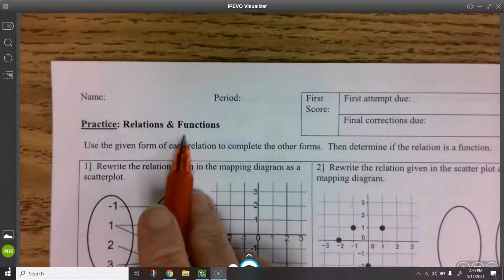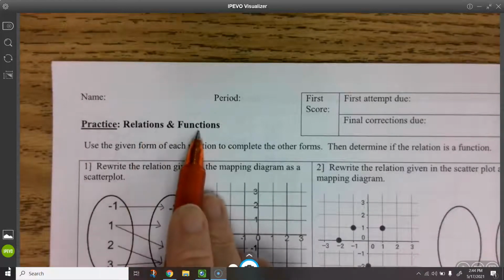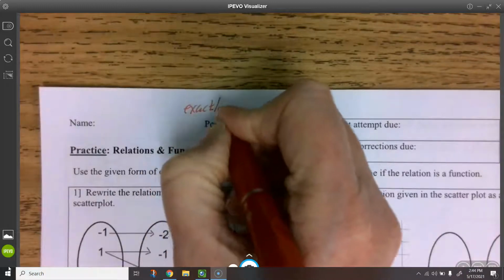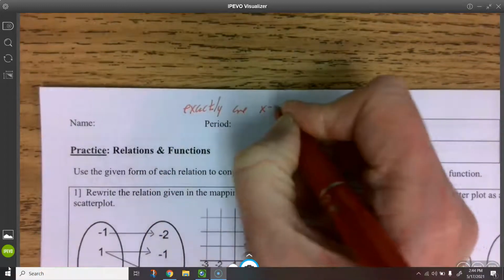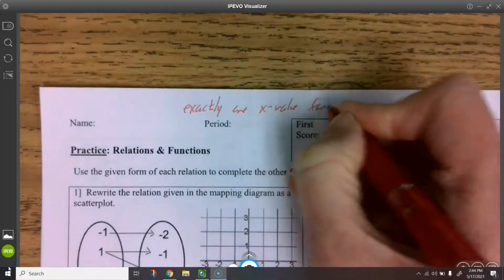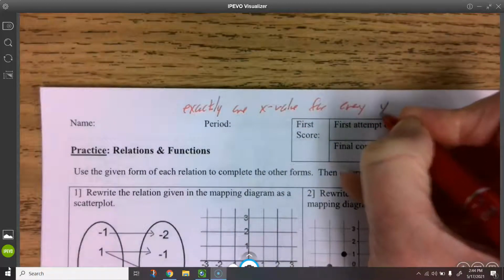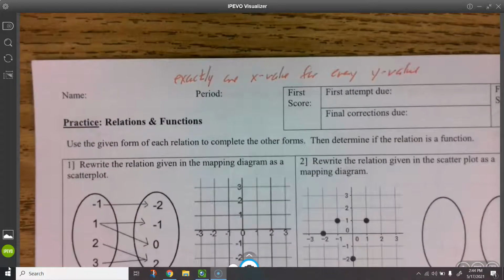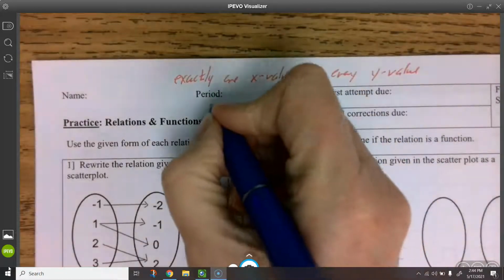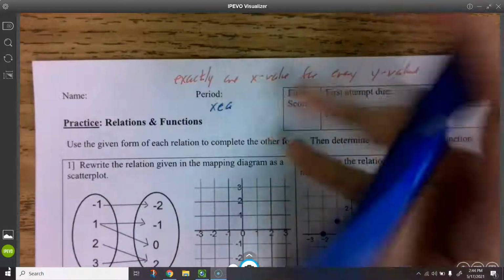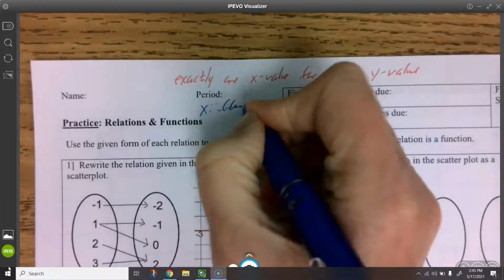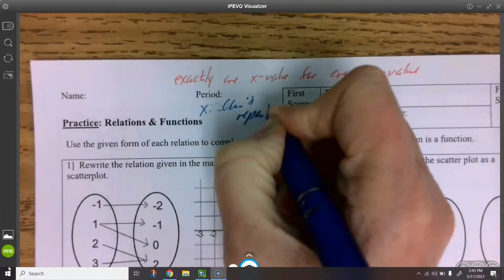Let's refresh our memory. A relation is a set of any ordered pairs. A function means that we have to have exactly one x value for every y value. Okay, exactly one x for every y, but y can be whatever it pleases, a lot of times it is. But another way to think of this is that x can't repeat. Can't have more than one x.